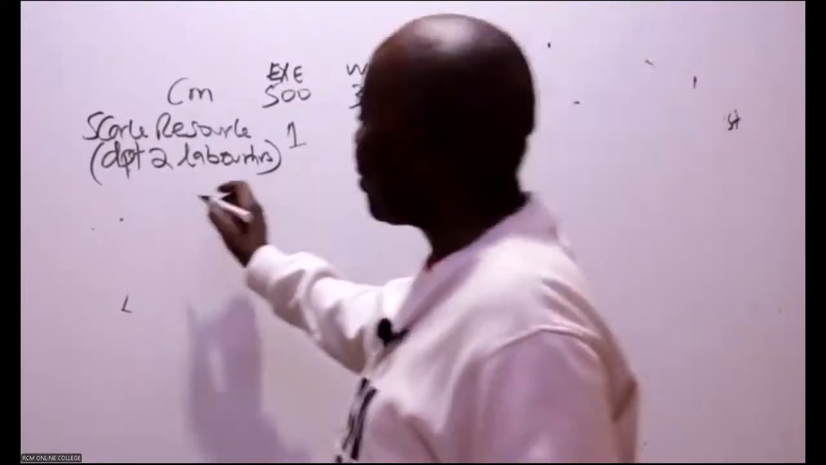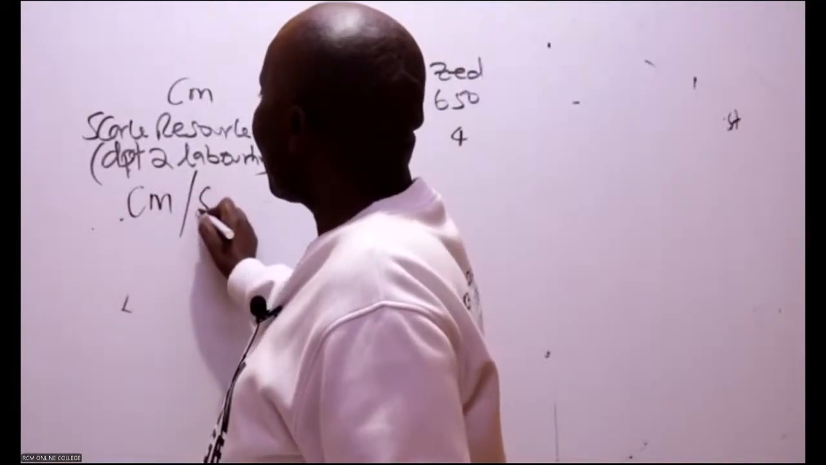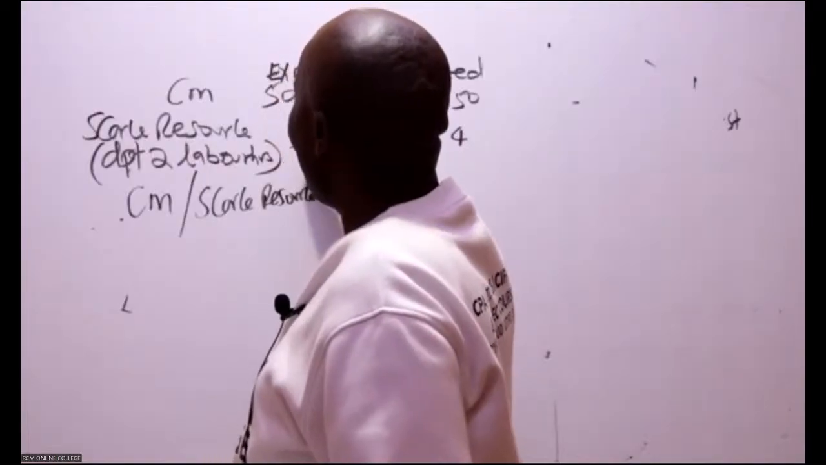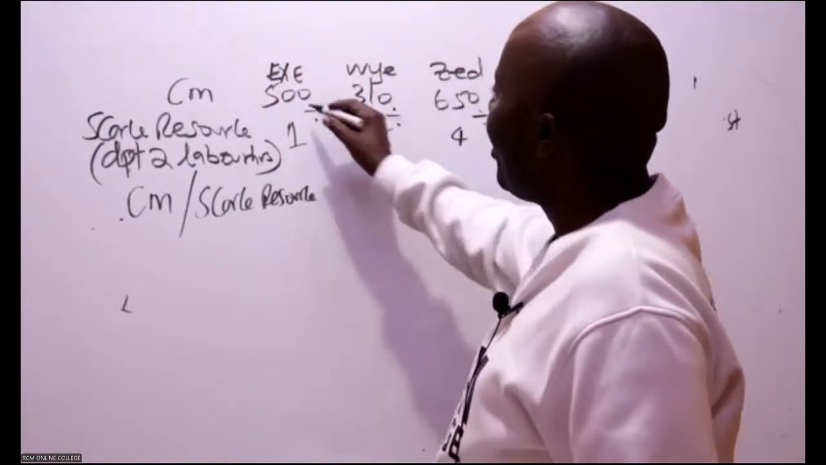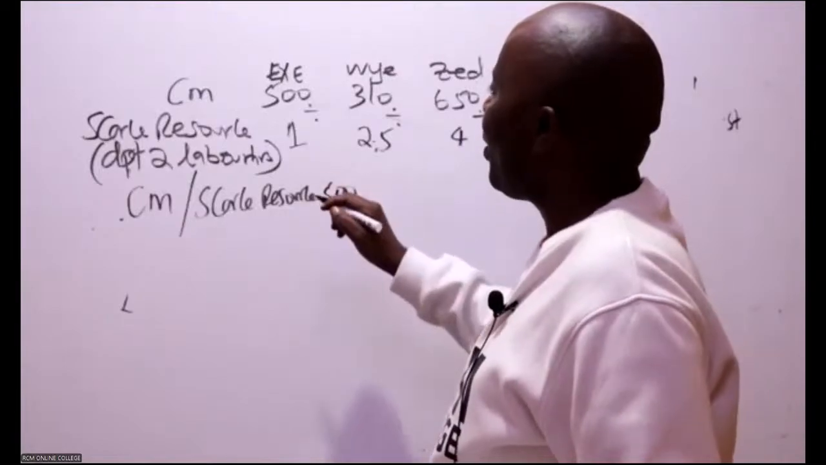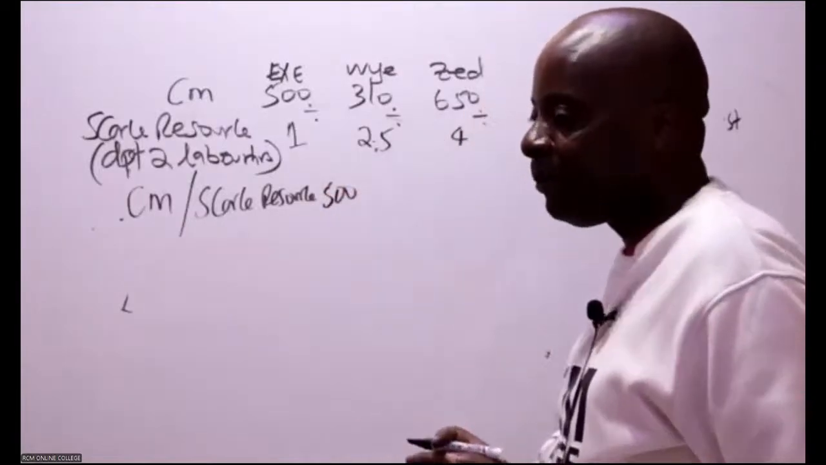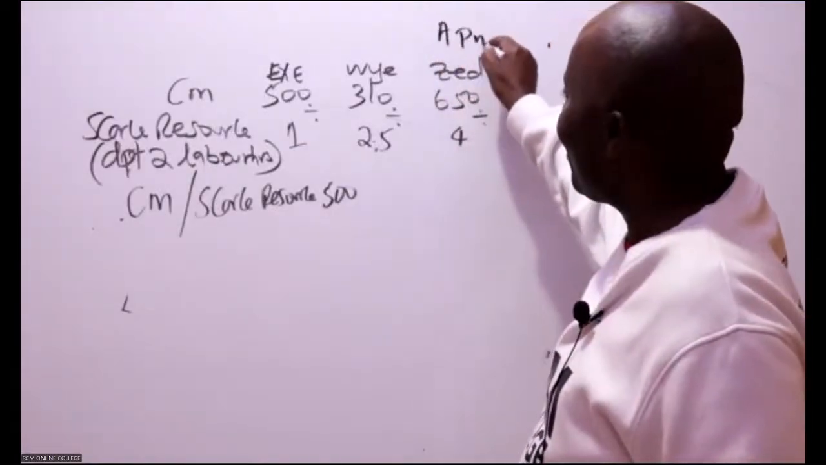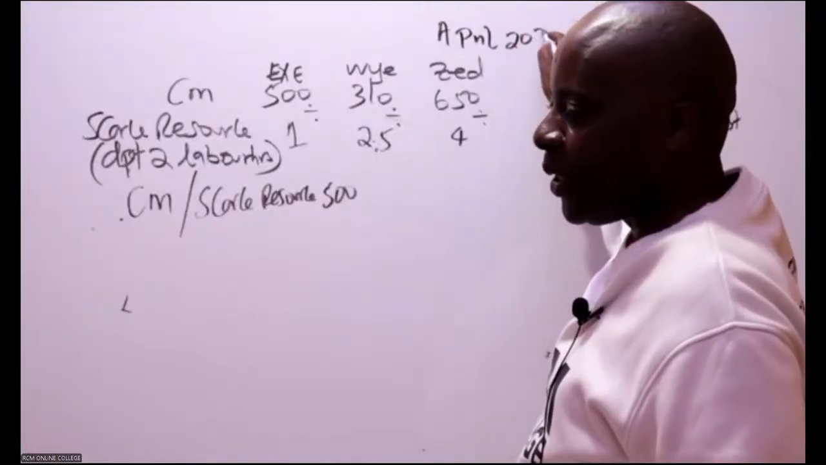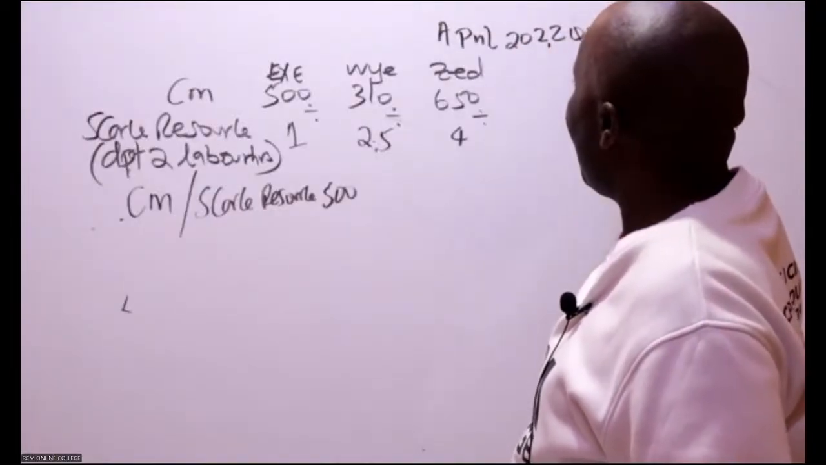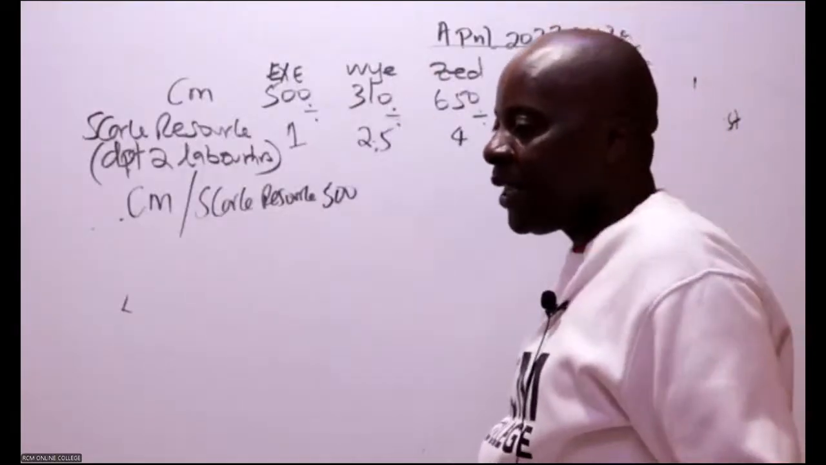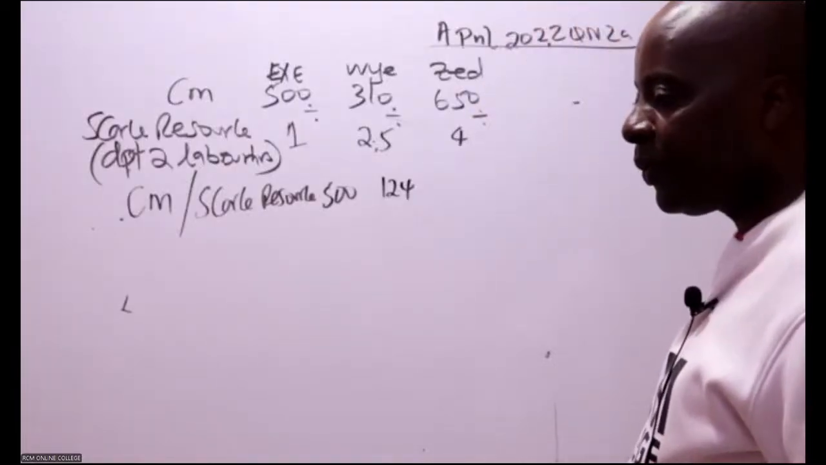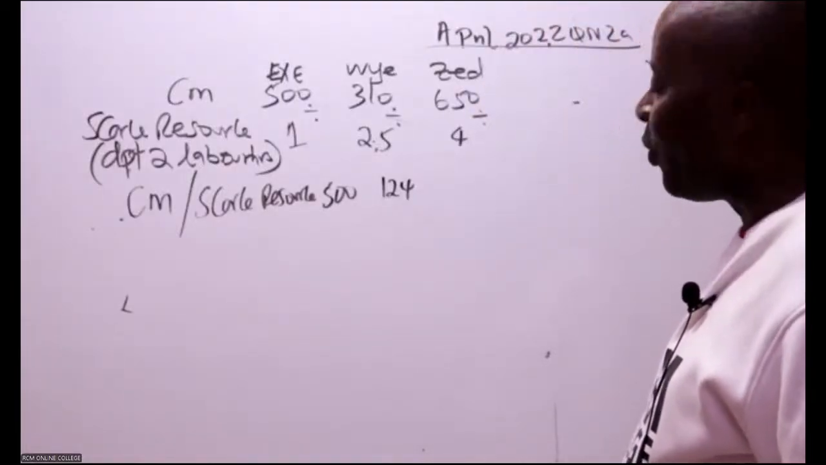Then you give us the quotient. You give us CM per scarce resource or per limiting factor. You divide them. So 500 divided by 1, 500. 310 divided by 2.5. I should not be rubbing here. You're right, I should be writing always the question. So April 2022, Question 2A. So you divide, and this one here, Y, gives us 124. And then Z lastly, 162.5.